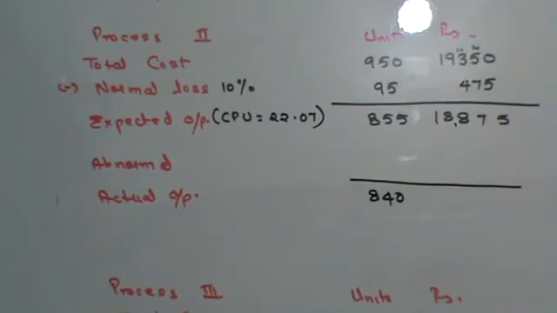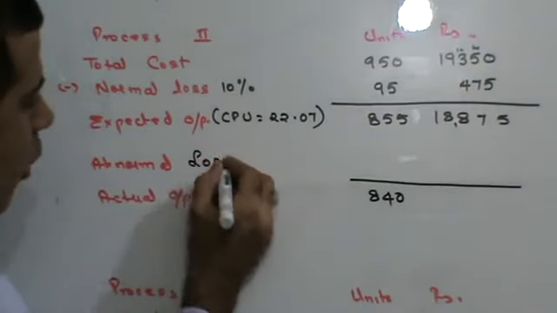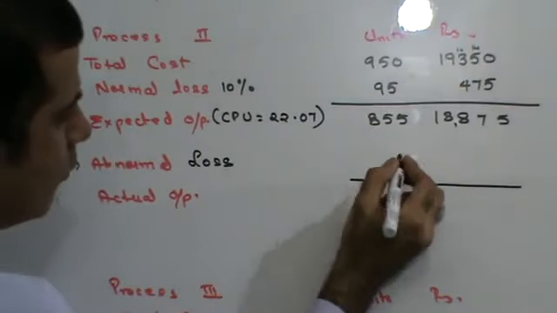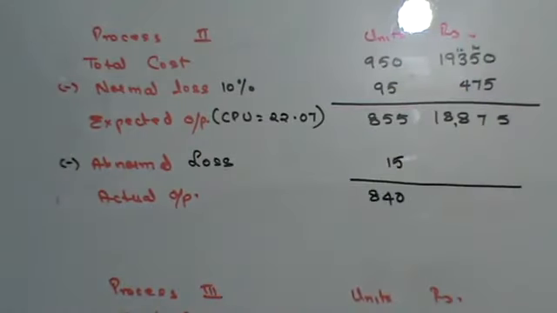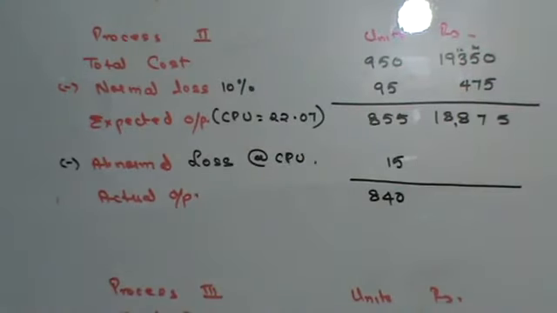Okay. Now the actual output is given to you as 840. Expected output was 855. Your actual output is 840. You were expecting 855, you got 840. That means you have incurred an abnormal loss of 15 units. Abnormal loss is always calculated at the rate of CPU. CPU you have found out is 22.07. So 15 into 22.07 will give you 331.